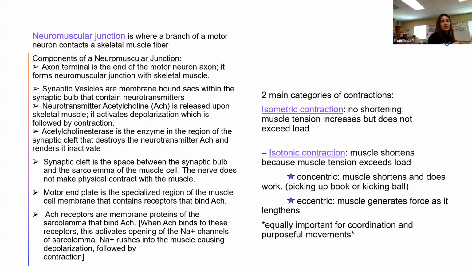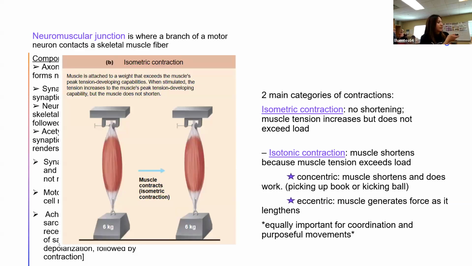I do have images that'll come up in a second. Isometric, there is no shortening of the muscle. The muscle tension increases but does not exceed the load, which is here. So the muscle tension increases but does not exceed in isometric. I would be able to define it and then identify it. So if they were to give you this picture right here, it would be isometric contraction.